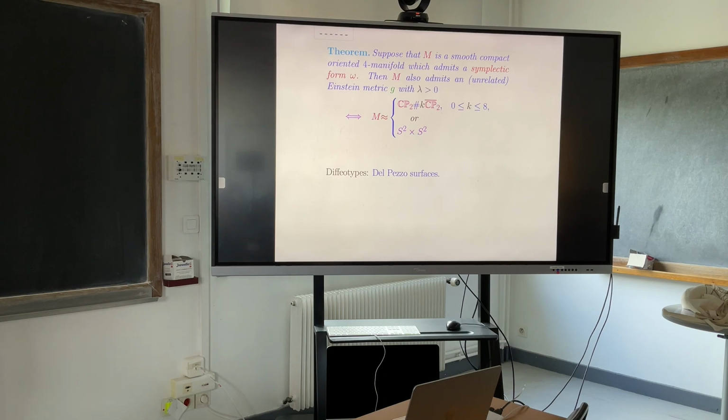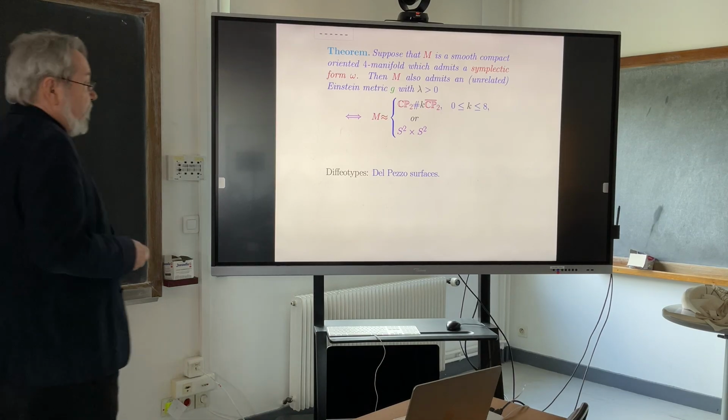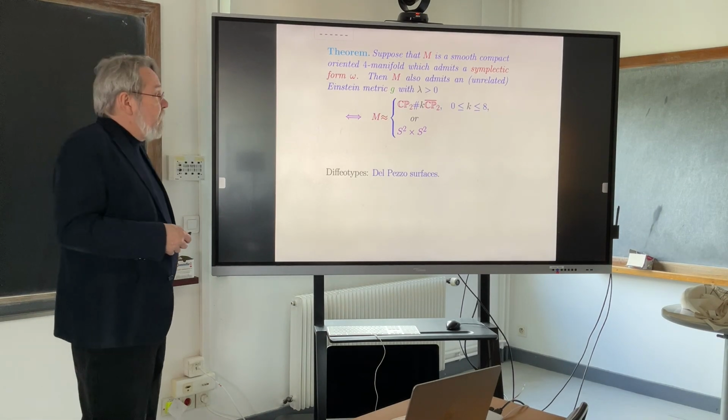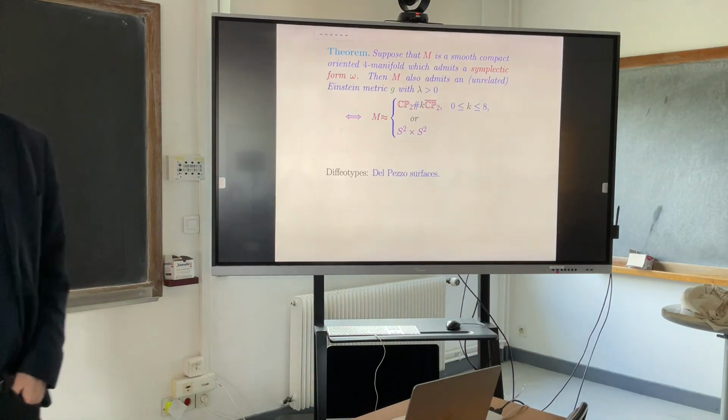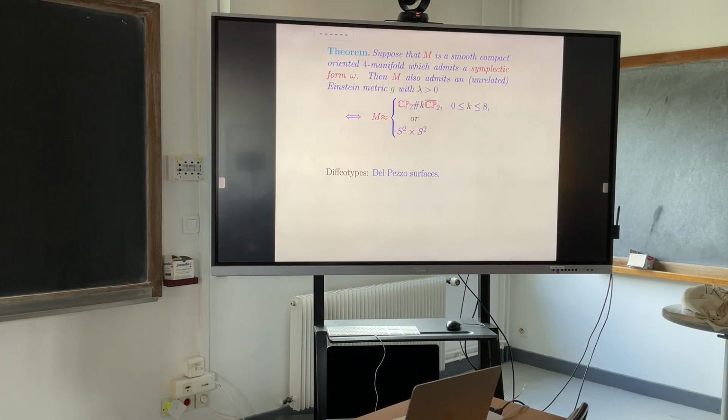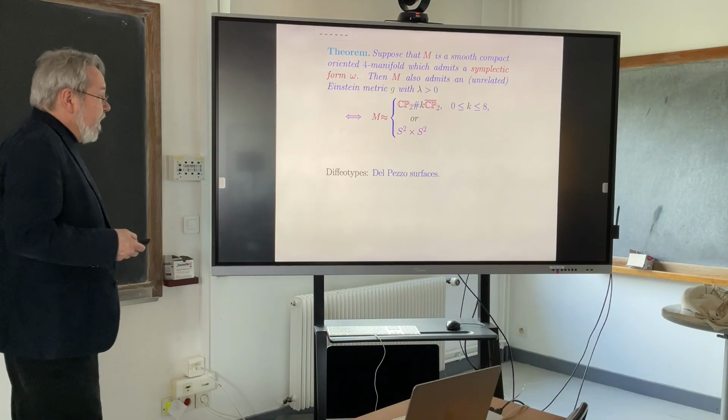It turns out that not all of these diffeotypes can admit Kähler-Einstein metrics for some complex structure. There are a couple of diffeotypes here which cannot admit a Kähler-Einstein metric, but they all admit Einstein metrics. And the trick is that you can still construct Einstein metrics that have something to do with Kähler geometry, even though they're not Kähler-Einstein.